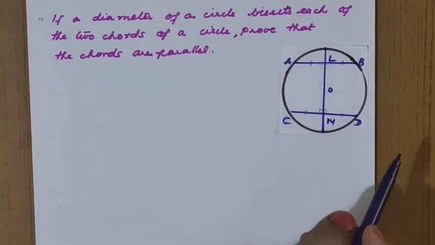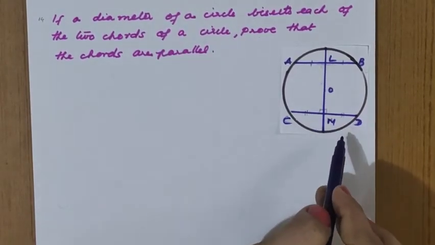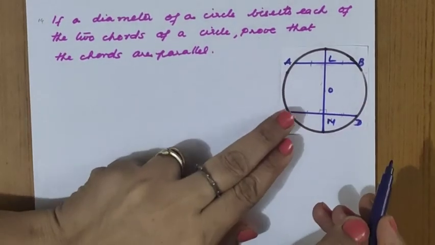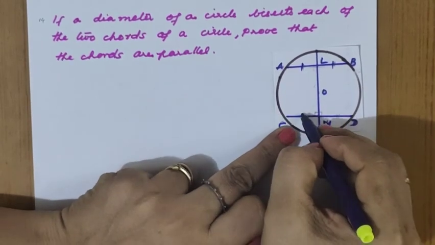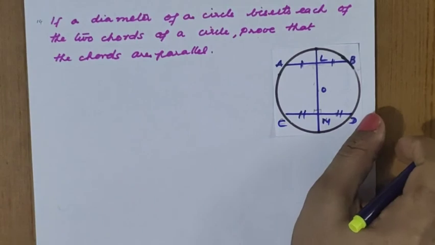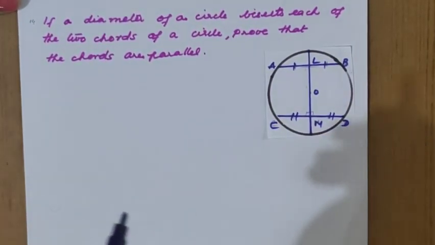If a diameter of a circle bisects each of the two chords of the circle, prove that the chords are parallel. So when we are saying that the diameter, LOM is the diameter in the circle, it bisects the chord AB as well as CD. That means AL equal to BL and similarly CM equal to DM. So it's a converse theorem of what we have studied, examples we have tried, just the converse of that only.